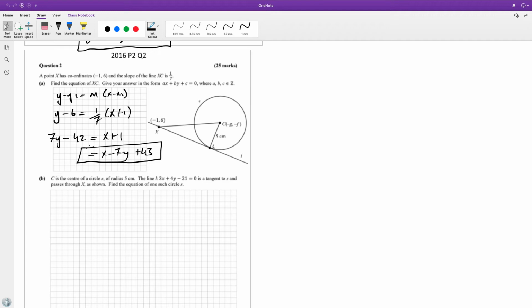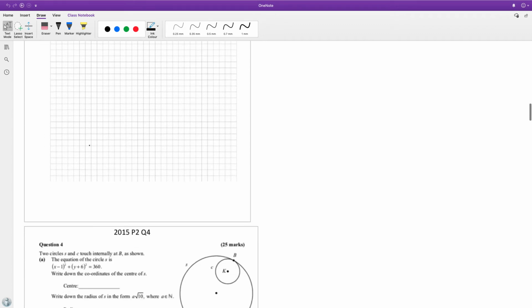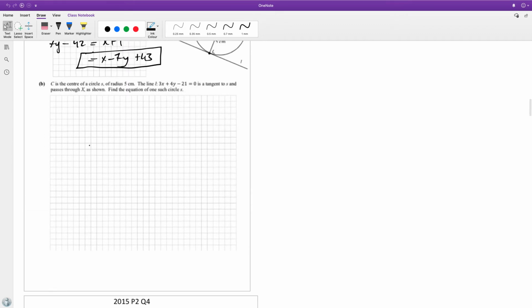Fairly in the right neck of the woods. Right, let's look at it.